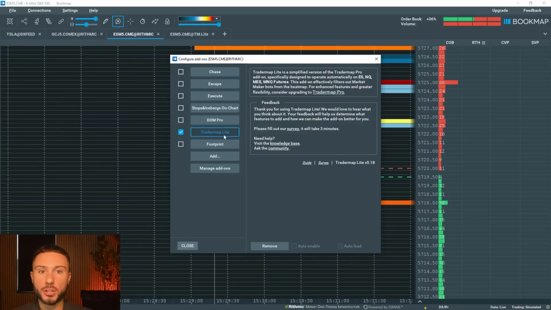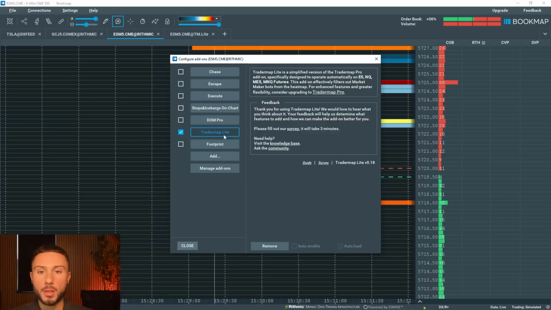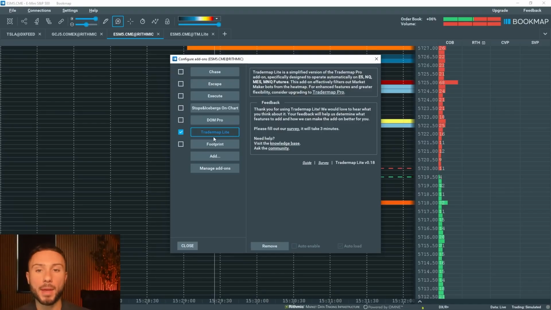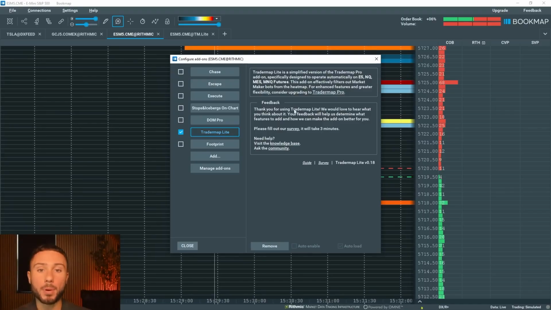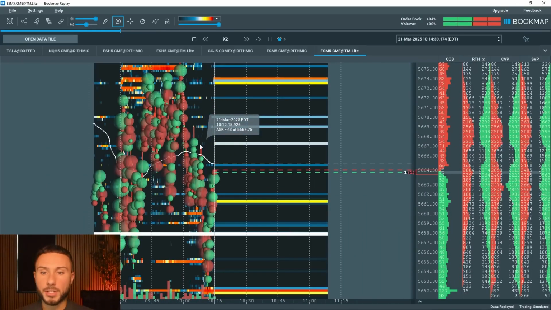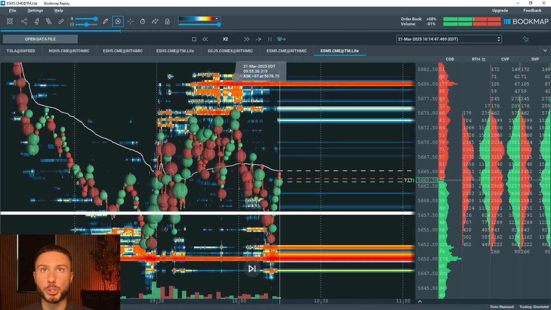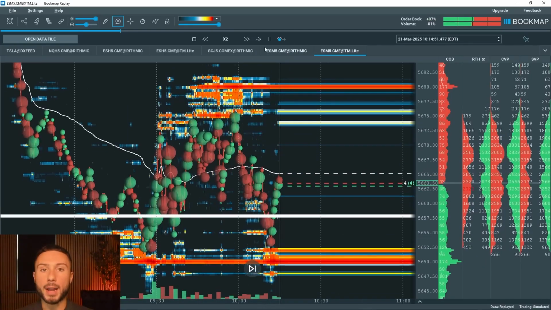Now, what this is going to do is ignore that bracket order that is affecting the data that we see on the heat map. It's an add-on called Trader Map Lite. What this will look like zooming out is it will completely remove that bracket order and show me information that is a lot clearer.